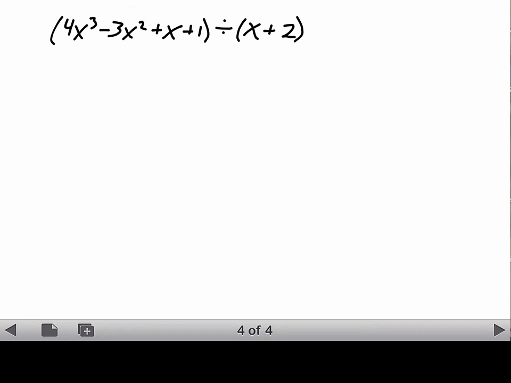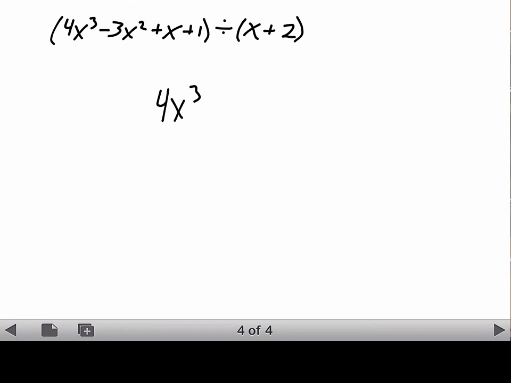A couple of things we want to check. Number 1, is this in descending order? The exponents in the original polynomial, the dividend, are 3, 2, 1, nothing. That's in descending order. Good. Also, all exponents are present and accounted for. So, why don't you pause the video, give this one a shot, and then hit play.